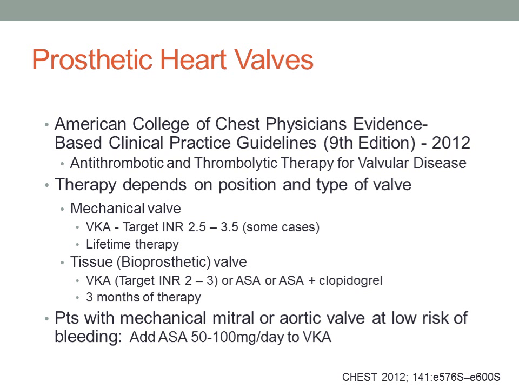This slide is a summary of the 2012 CHEST guideline recommendations for antithrombotic therapy for patients with prosthetic valves. You can refer to CHEST guidelines for specific details, but in general, for the purposes of this lecture, just know that there can be a difference in target INR and duration of therapy in patients with prosthetic heart valves, and that aspirin is recommended in addition to vitamin K antagonist therapy in patients with a mechanical mitral or aortic valve unless the patient has a high risk of bleeding.